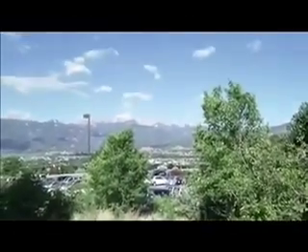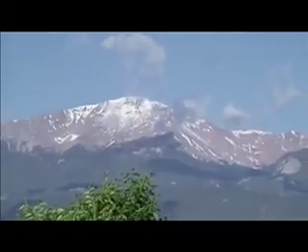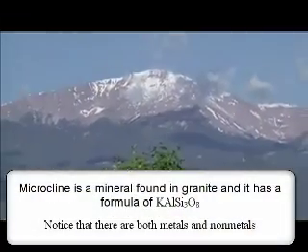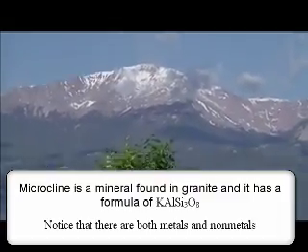Another example of an ionic bond, in the backdrop over here, if Aaron turns, you'll see Pikes Peak. Pikes Peak is made up of Pikes Peak granite. Granite is a mixture of many chemicals, but all of them are ionic bonds. Metal bonded to nonmetal. And that's an ionic bond.